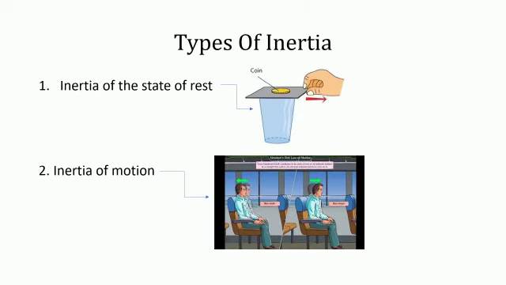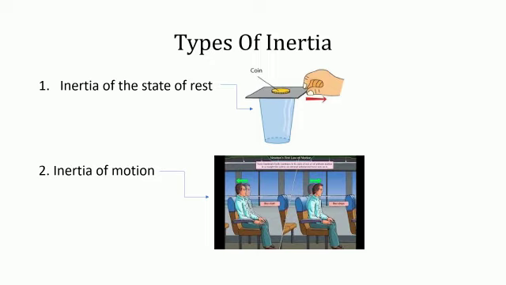Types of inertia. First, inertia of the state of rest. An object in rest cannot change its state because of its property. It is a tendency of an object to continue its state of rest unless an external force acts on it. Example, the dust particles on the carpet are going to remain as it is unless you beat or shake the carpet.